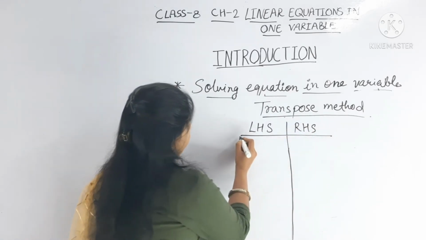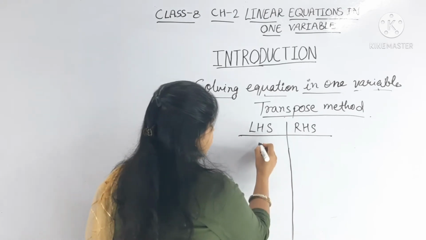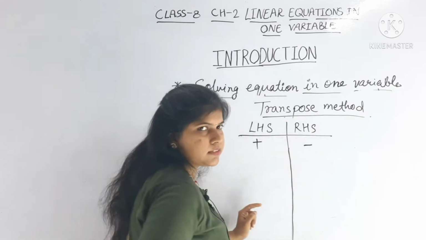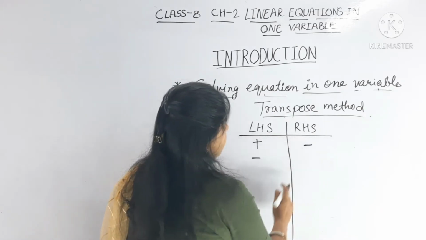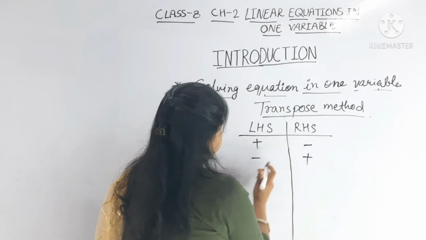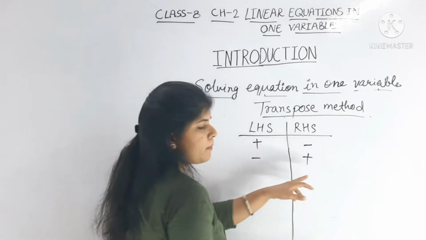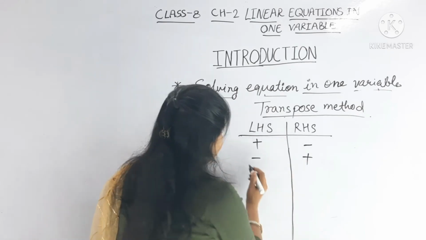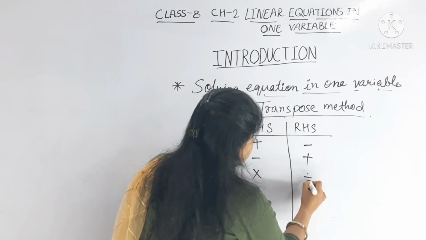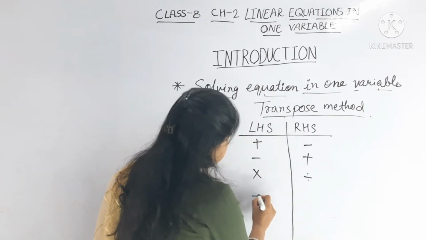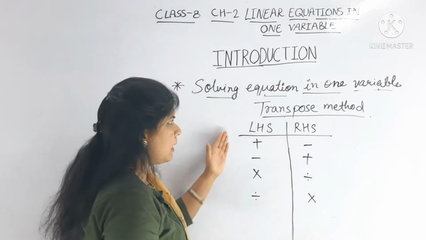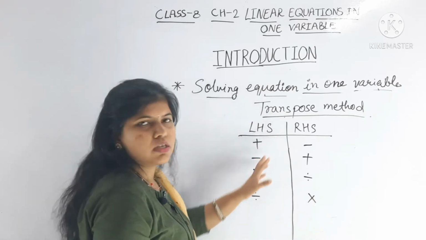Okay. So if on the left hand side you have a positive sign, what will it change to? It will change to a minus sign. If it is a minus sign, after transposing, that will change to the positive sign. If you have multiplication, it becomes divide, and if it is division, we will get multiplication. So this is important for the transposing method.